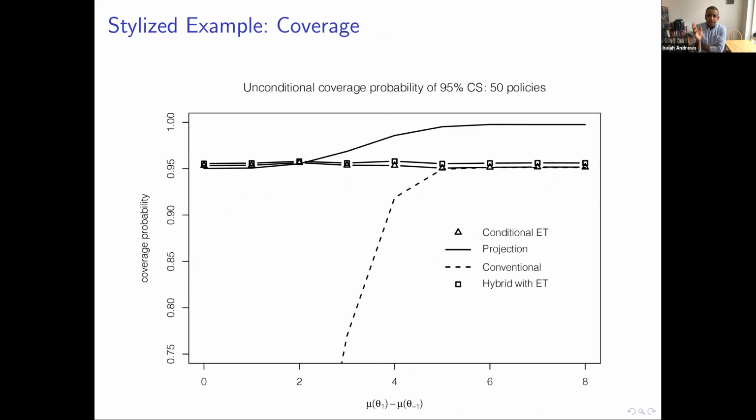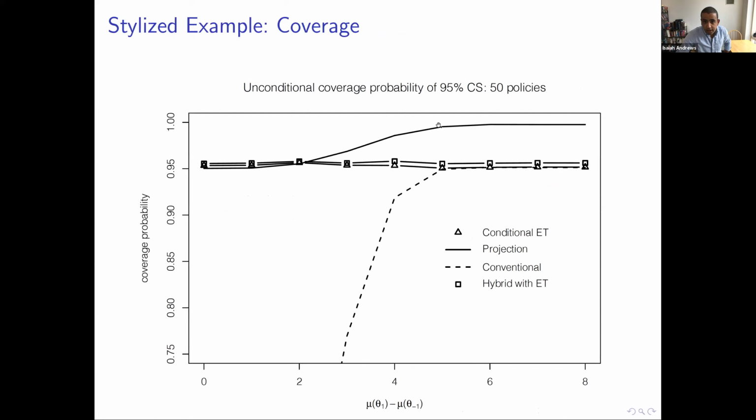So to illustrate that, let's go back to this simulation example, where to avoid repeating the pictures too many times, I'm just going to focus on the case where we're thinking about 50 possible treatments. As before, we see that the conventional confidence set dramatically undercovers when the treatments are of roughly similar effectiveness.